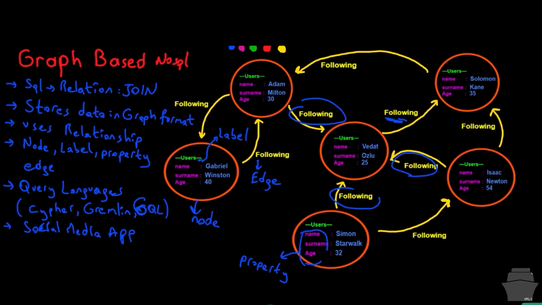Let's say, show me the users that follow Vedat and Isaac at the same time. There's only one, Simon Storbolg. As you can see, guys, it is pretty easy to make complex queries in graph-based databases. Neo4j, ArangoDB, dgraph are the graph-based databases.